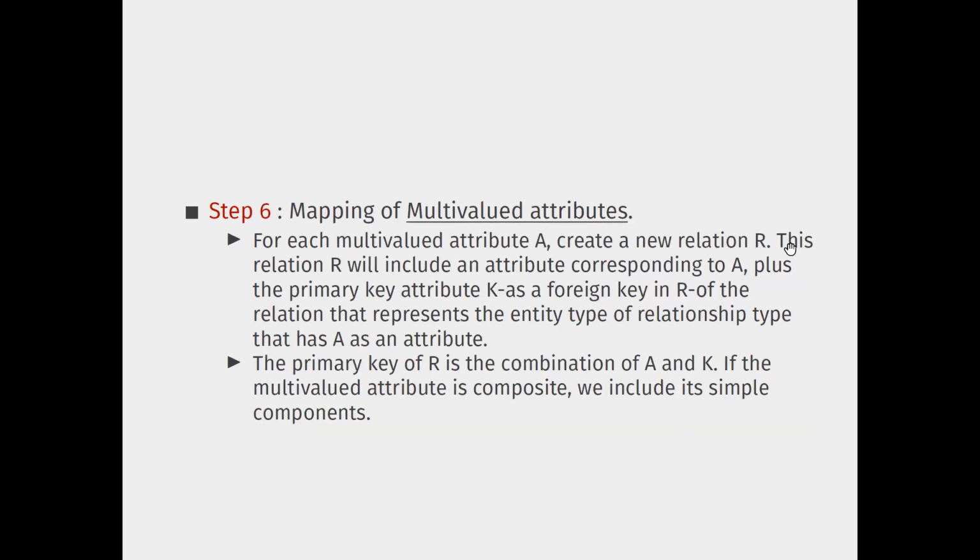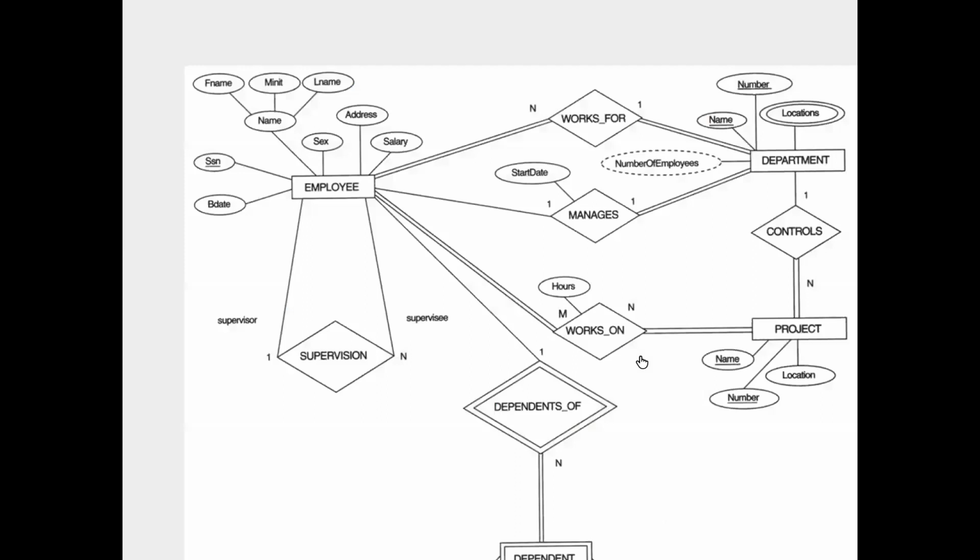Right. So those things we have now discussed. So in our example, these are regular entity types. These are one-to-one relations, one-to-many relations, and many-to-many relations. Right. Now let's do a small exercise.